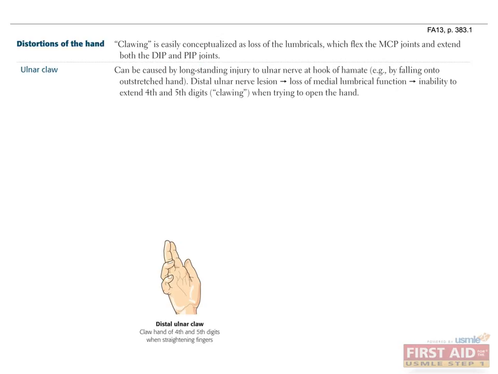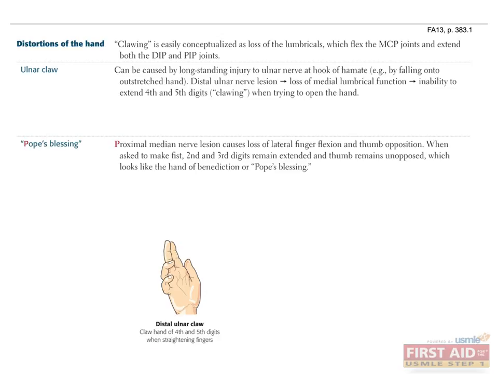The final distortion is called the ulnar claw, and it's pretty straightforward. Loss of the ulnar nerve distally leads to a loss of function in the medial lumbricals and an inability to extend their fingers. When the patient tries to flatten or open their hand, their pinky and ring fingers stay clawed. This creates the so-called Pope's blessing.